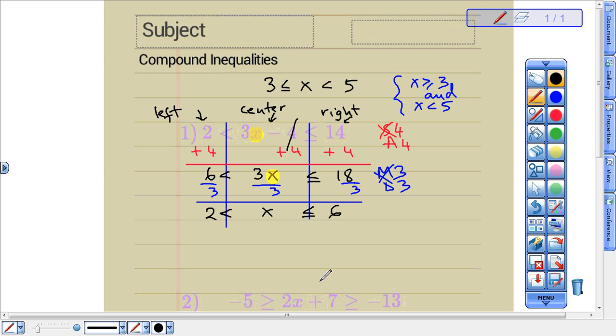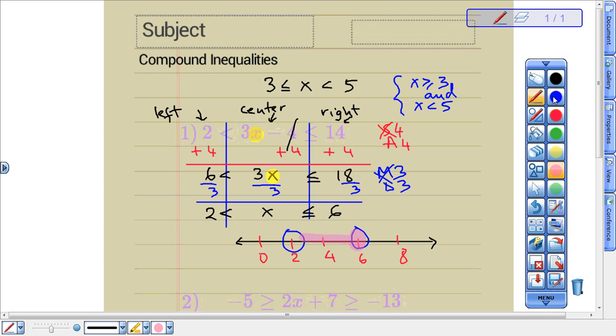So the answer for my compound inequality can be drawn as a number line, or it can be written as an interval notation. Let's show them both. We're going to start from 0 and count by 2: 0, 2, 4, 6, and 8. We will circle 2. We will circle 6. 2 is unshaded. 6 will be shaded in. And we would have everything in between 2 and 6.